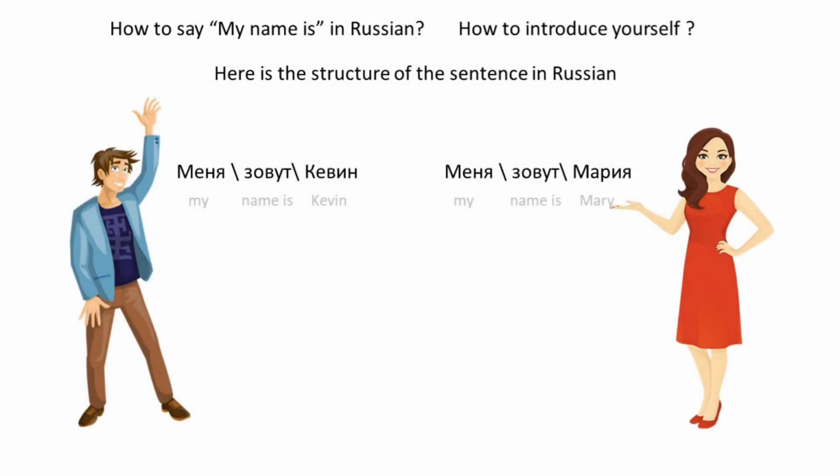Hi, in this video you will learn how to say my name is in Russian and how to introduce yourself. Here's the structure of the sentence in Russian. Меня зовут Kevin. It means my name is Kevin. Меня зовут Maria. That means my name is Mary. That's it. It's all you need to know about how to introduce yourself in Russian.